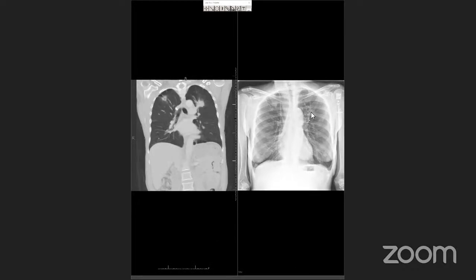So these little densities that you identified correctly on the right, this patient had lung cancer in both upper lobes, incidentally caught on a chest x-ray performed for a completely different reason.